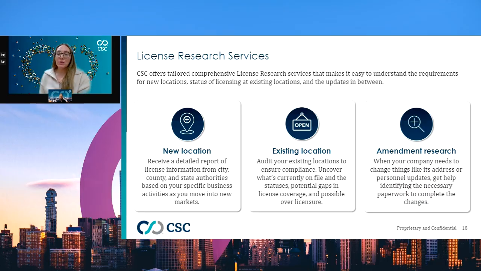And then on the opposite side of that, the existing location research is really reserved for places where you have a little bit of a question mark. Again, maybe you've inherited this role and no one left you data. CSC can help uncover the existing data of any licensure based upon your locations and your business activities. Are these licenses in compliance? Are they past due? Are there remedial actions? Are you missing something? Is there any gap in your coverage today? How can we help you get that new application done?